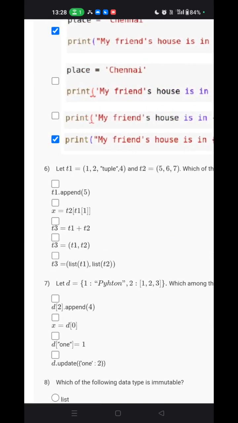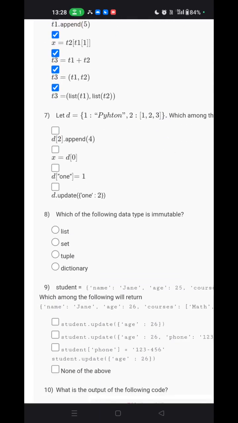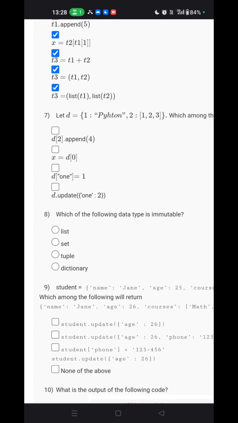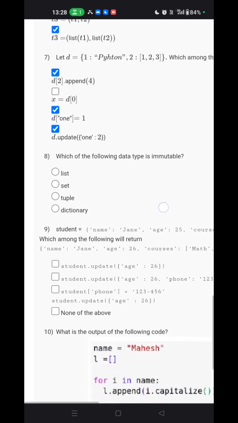Question number 6, if you will solve, so 2 and 3 and 4 and 5, we will send you also the solution how to, question number 7, this is also same question. In question number 7 the solution will be 1, sorry, this is D2 point append 4. This is correct. 1 2, this is correct, this is correct. Okay, which of the following data is immutable? Everyone know this is very simple double.